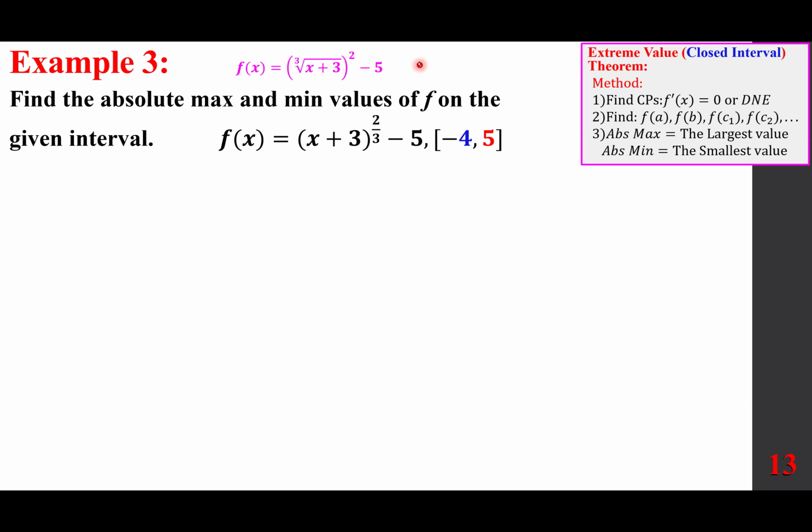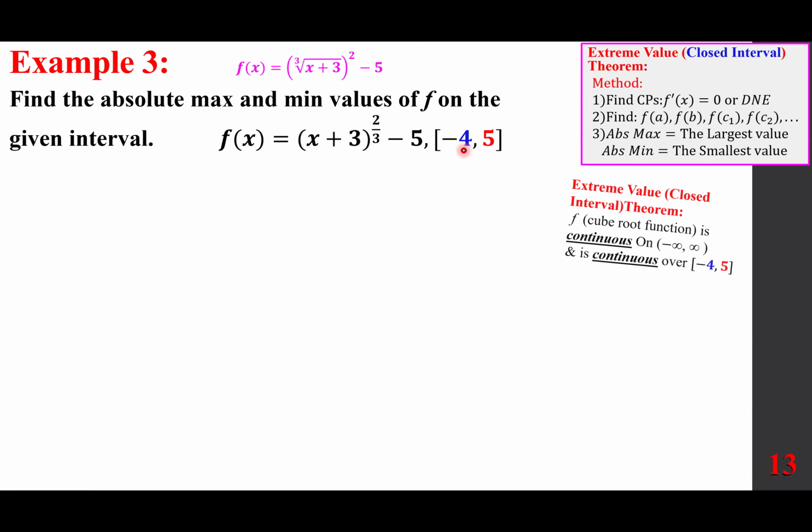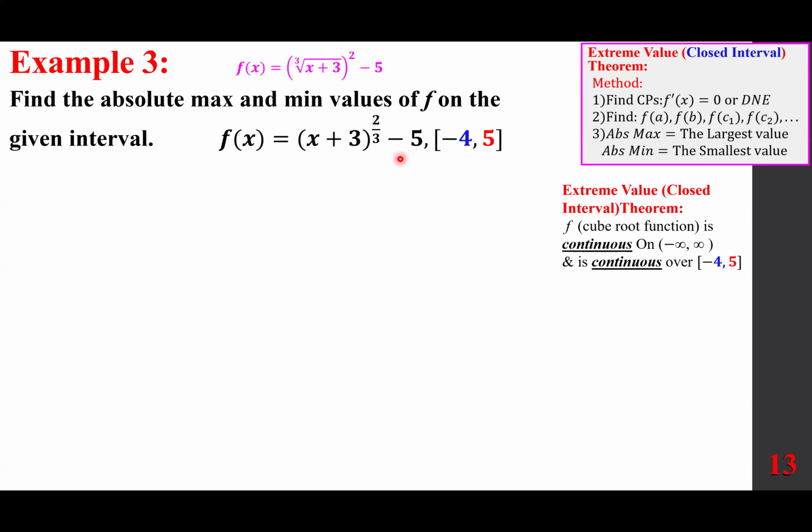And if the domain is all real numbers, then the function is also continuous in the given interval of negative 4 to 5. So we write f is a cube root function, is continuous on the interval of negative to positive infinity, and is continuous over the given interval of minus 4 to 5. Therefore, this closed interval or extreme value theorem can be used.